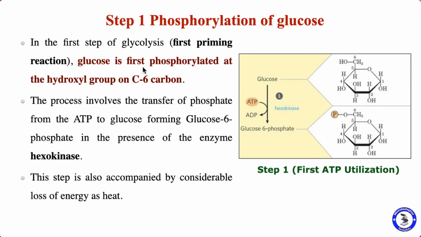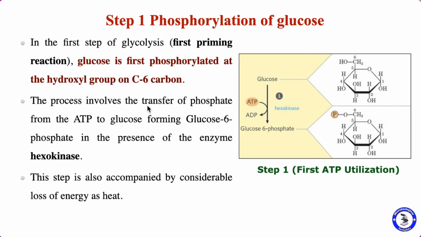The glucose is first phosphorylated at the hydroxyl group on the C6 carbon. So the C6 carbon has a hydroxyl group. And so what happens is, this H is removed, and one phosphate group is added here. And the structure is now like this. The only change is that the H is removed and P is added here.